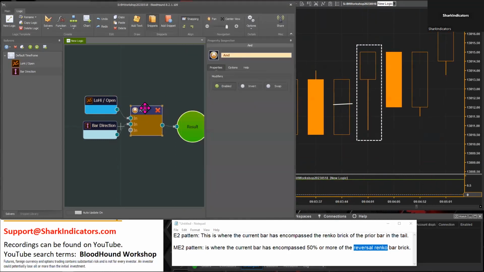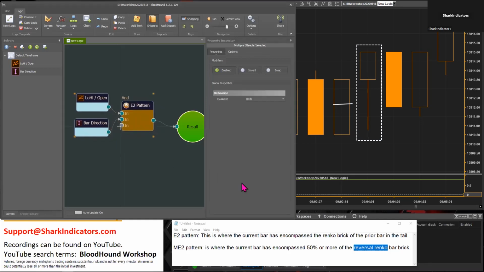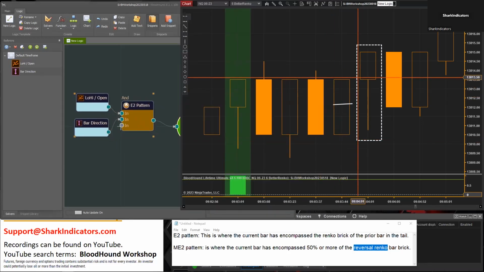And here, let's name this AND node. So we can call this the E2 pattern. There we go. Let's see here. All right. So this time we know that this only applies to a reversal bar, right? So we want to make sure that these continuation bars are filtered out here.